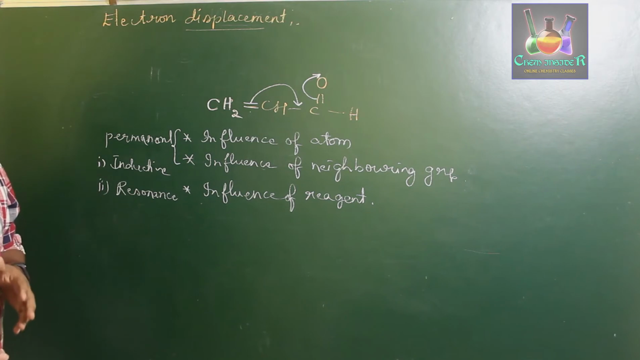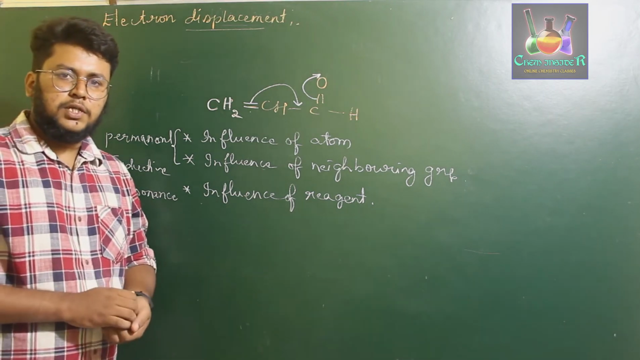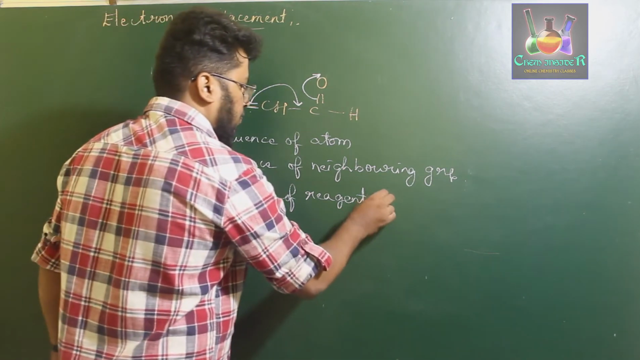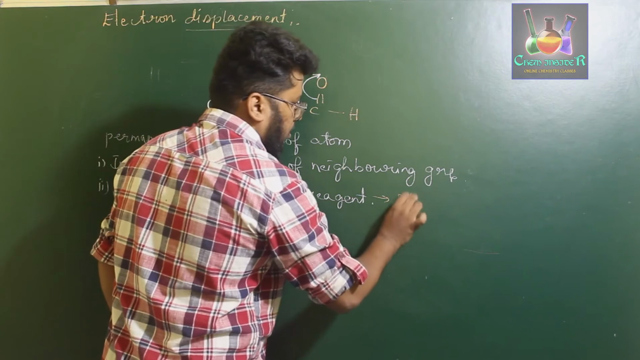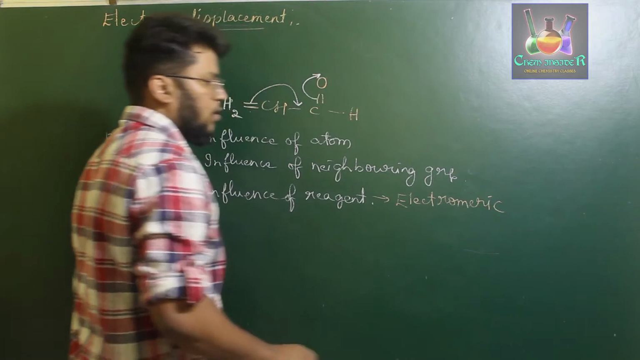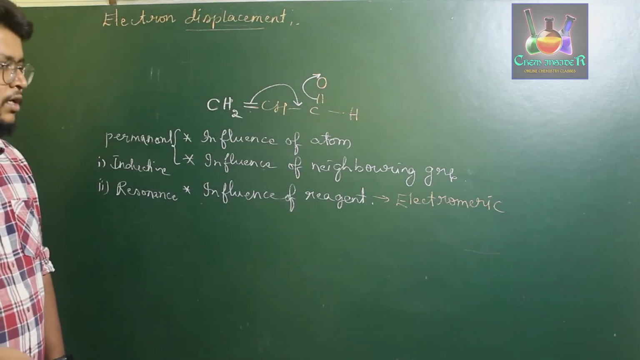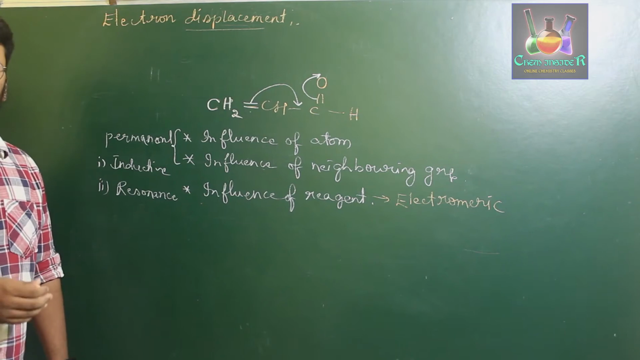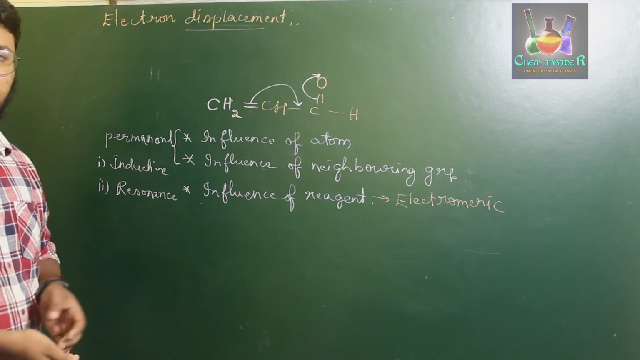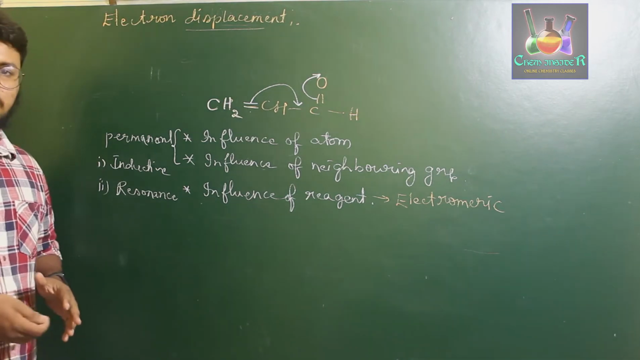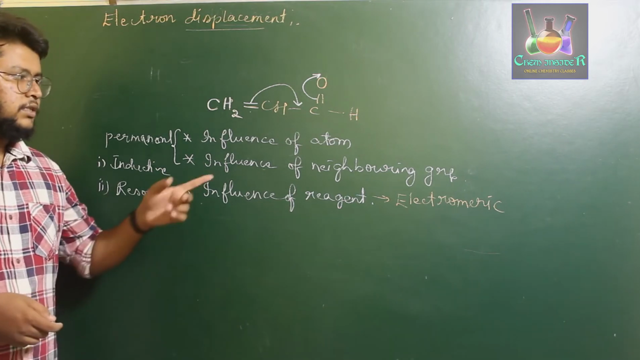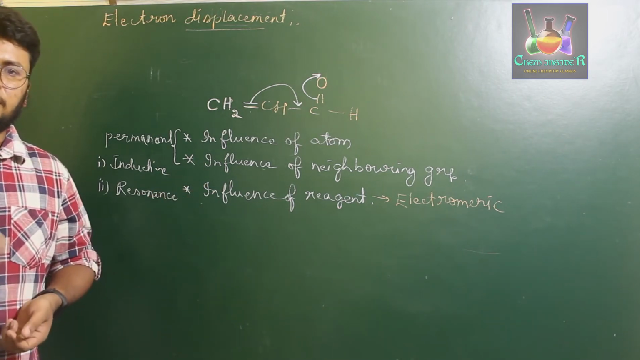If you observe the change in polarity of a given species because of the influence of an incoming reagent, then that type of effect is called the electromeric effect, or it is also called the polarization effect. This particular effect is temporary, whereas the other two are permanent. Now, let us discuss the inductive and resonance effect in this video, and we'll discuss the electromeric or polarization effect in the next video.